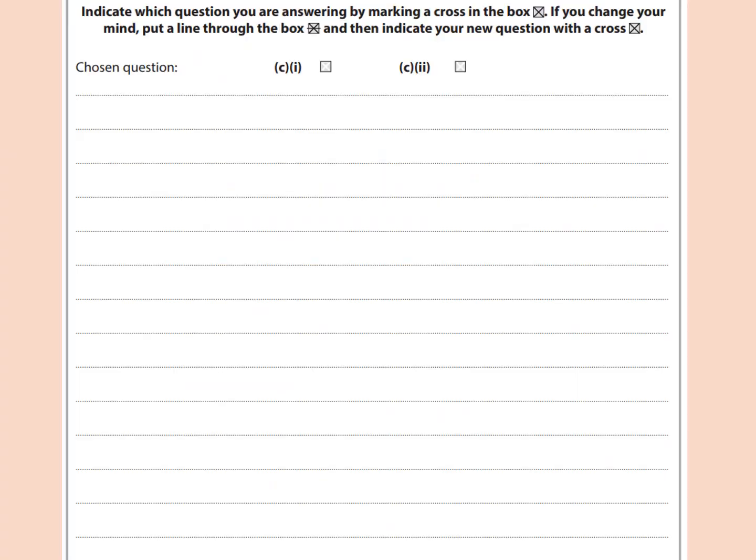The space to write your answer in the exam paper will look a little something like this. The first thing to make sure you do is you indicate that you're answering the correct question. While it might be obvious, you don't want to leave this to chance, so make sure that you put a little check or a tick through the box to show that you're answering, in this case, question C1.